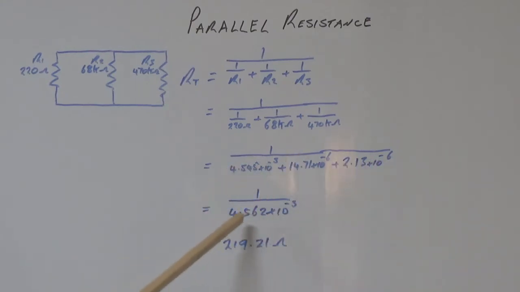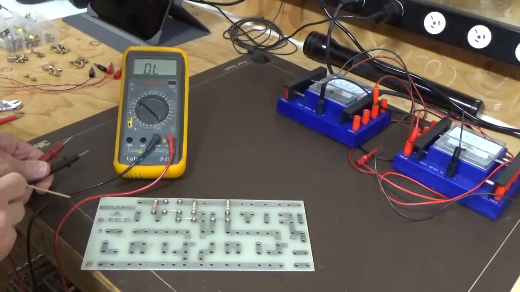Work out the bottom row again by adding them all up, and you end up with 1 over 4.562 times 10 to the negative 3, keeping in mind that there's a bit of rounding going on in this section here. And we should end up with something close to this low value, and again we achieved that. We've got 219.21 ohms.